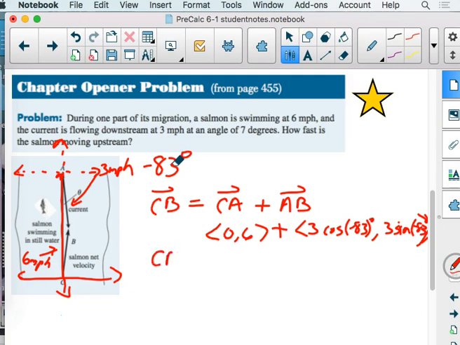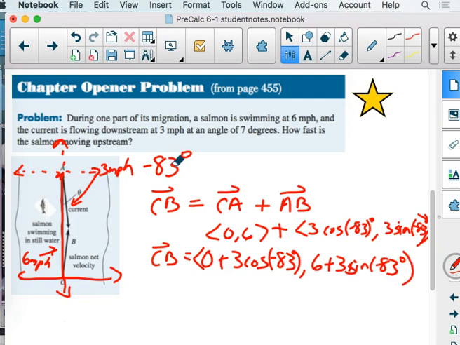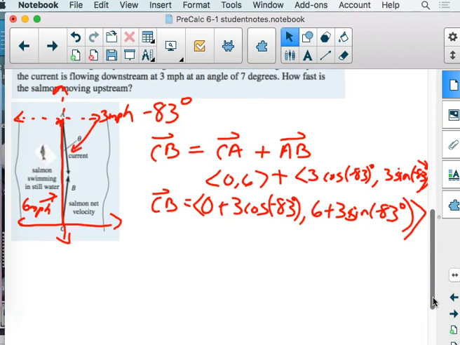Well, we could go ahead and add those components together right now. That's going to be 0 plus 3 cosine of negative 83 degrees, and 6 plus 3 sine of negative 83 degrees. And with this one, they want to know how fast is the salmon moving upstream. So again, this might be one where we want to store what we're putting in there, so that we'll be able to use it exact instead of all of our rounded stuff.